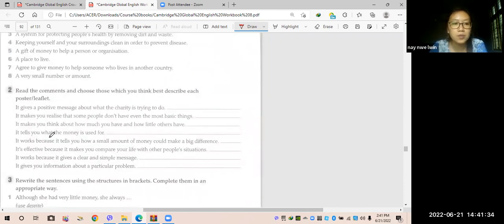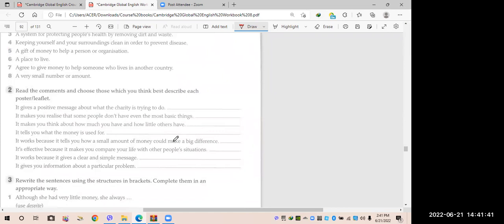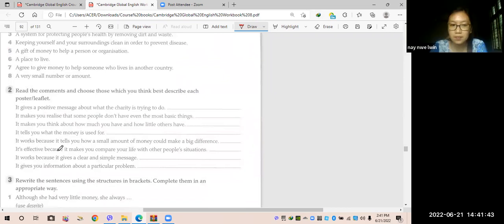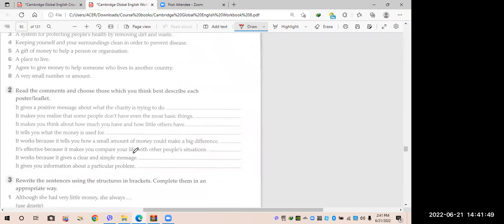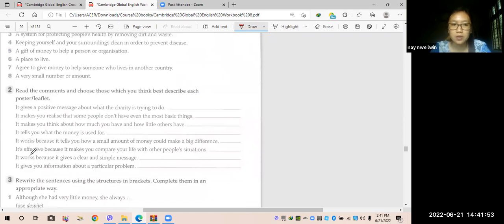Okay, how about it works because it tells you how a small amount of money could make a big difference? A, yes. How about it is effective because it makes you compare your life with other people's situations? C, yes. In C, it is talking about the comparison between our lives, and it works because it gives a clear and simple message.